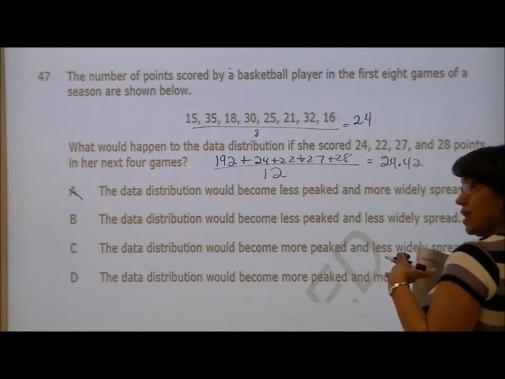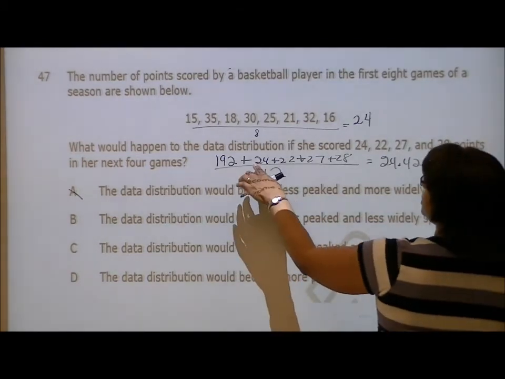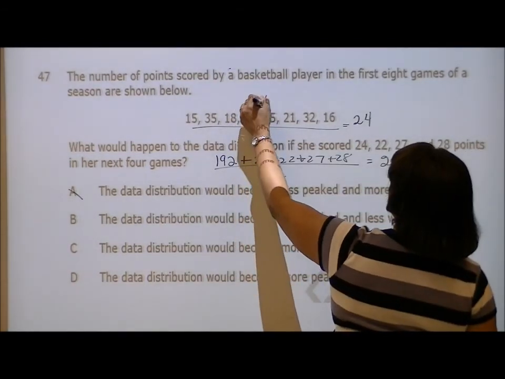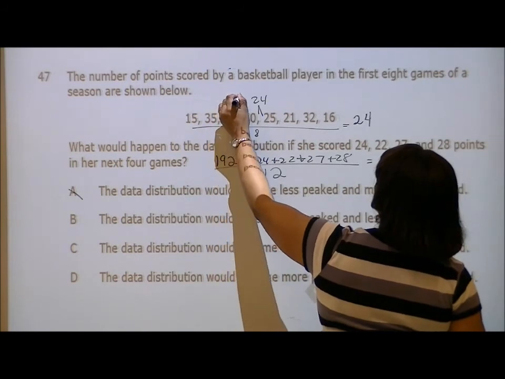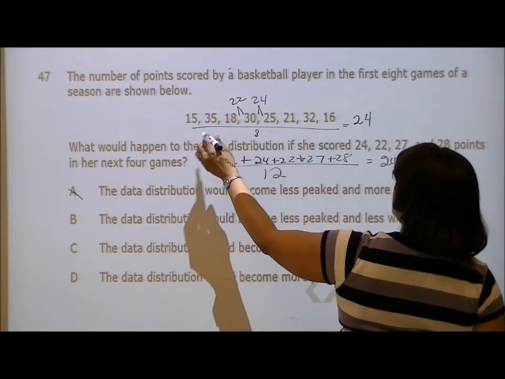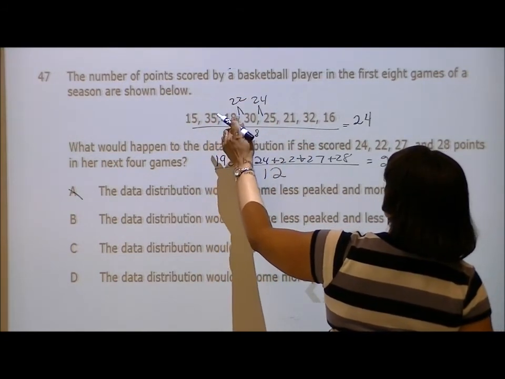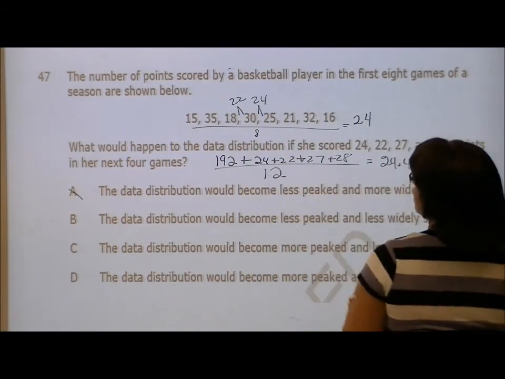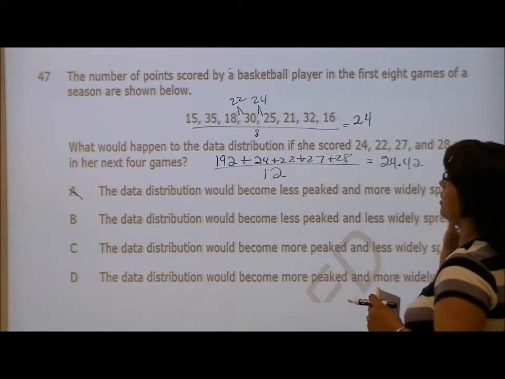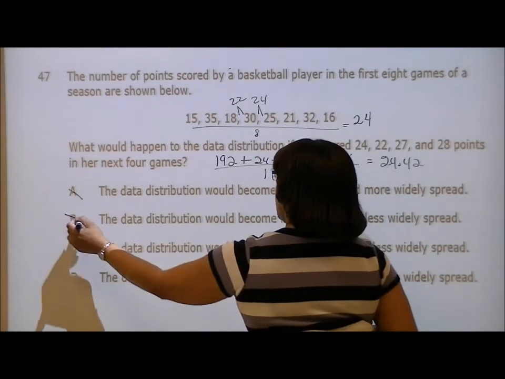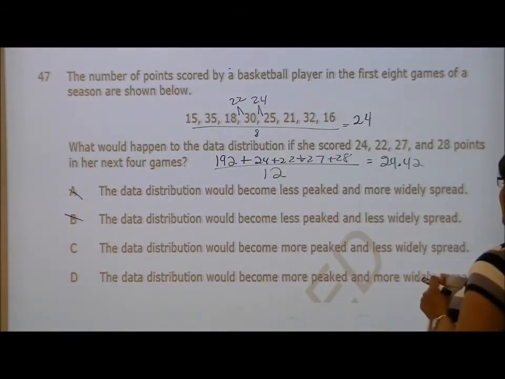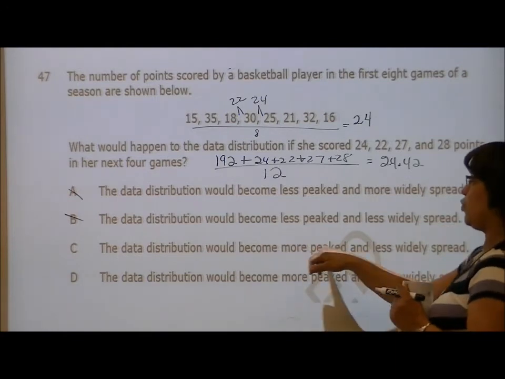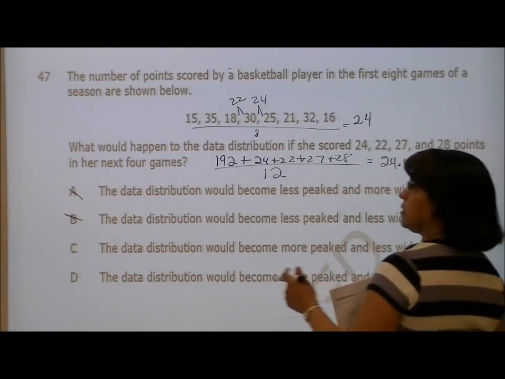No, it's not less widely spread because you have these scores that are going to fall. Let's see, that's 24, that's 22. If we put them in order, we can see it better. These are not in order, but you have 27 in there. So you can see they're all within that little area. The data distribution will become more peaked and less widely spread. So here it's more peaked and less widely spread, so that's no.